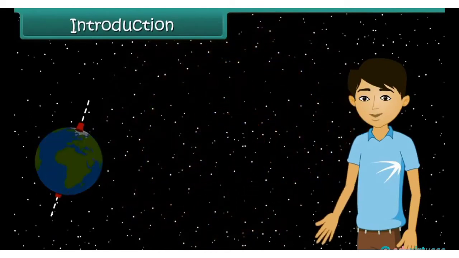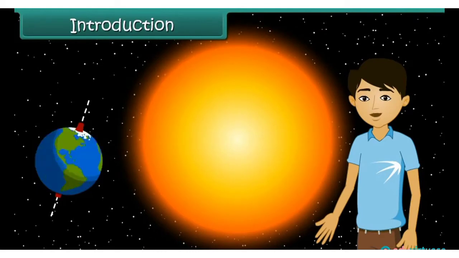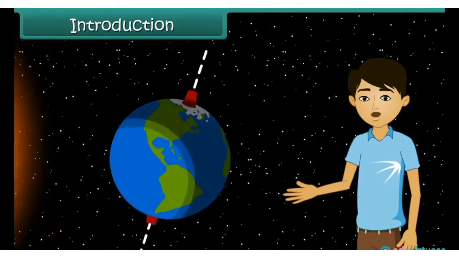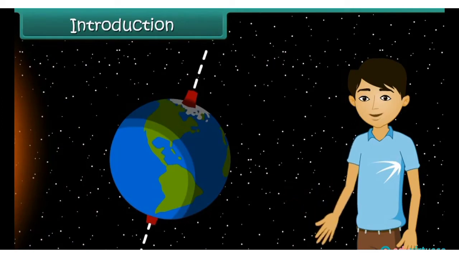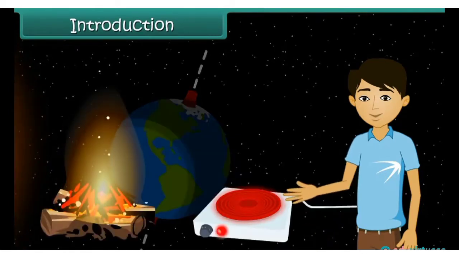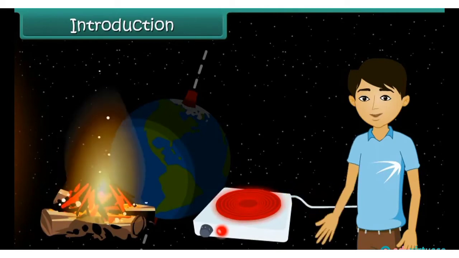The sun is the earth's main source of heat. Only a little of the sun's heat reaches the earth. However, this is enough for life to exist on earth. The other sources of heat are fire or electric heaters. In this lesson, you will study about heat and its measurements.